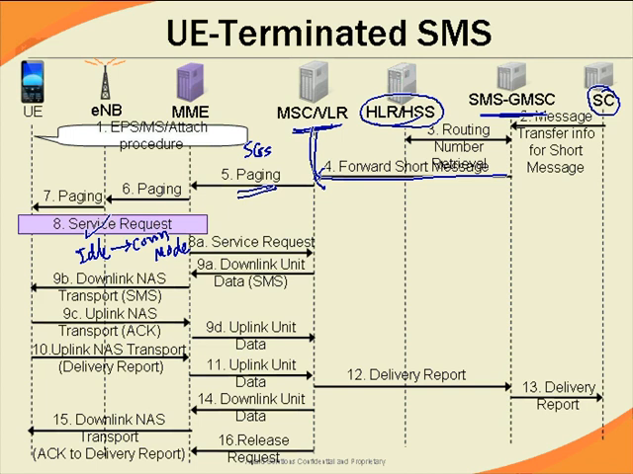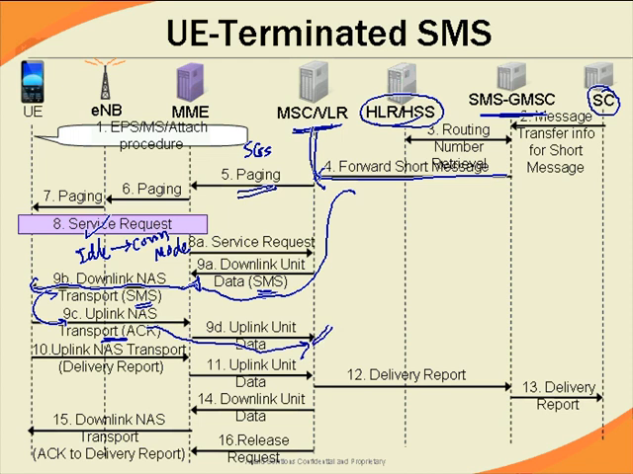So let's say we are now connected, and now the actual SMS would be coming to the MME. So that's the actual SMS now, because the connections are all there. So UE gets the SMS, downlink NAS transport message, and uplink NAS transport, that is the acknowledgement to the SMS. That will find its way to the MSC.